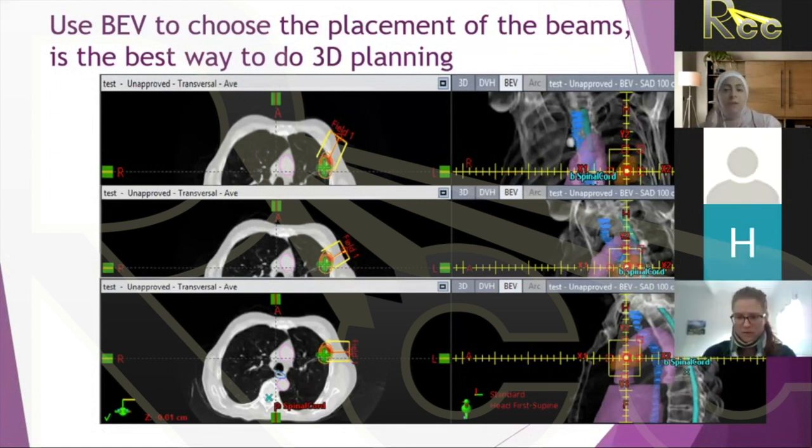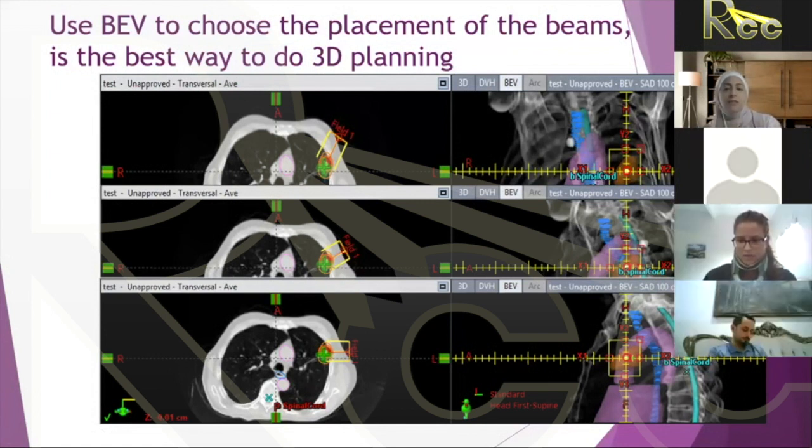And I can tell you something, if you are using 6, 7, or 8 beams, you can afford to have 1 or 2 beams going through some of the organs at risk. It is possible. Some organs at risk, like the spinal cord, it's possible. How would I know? Well, I have to do the calculation and see what doses I have.